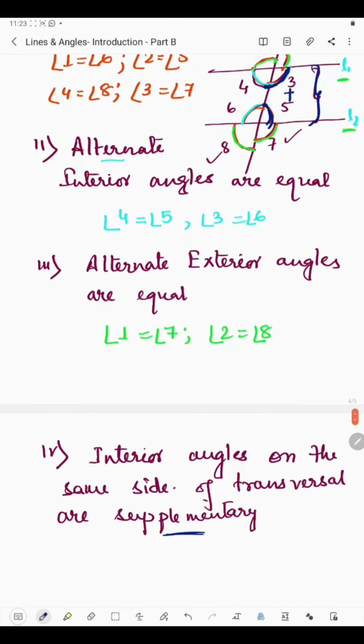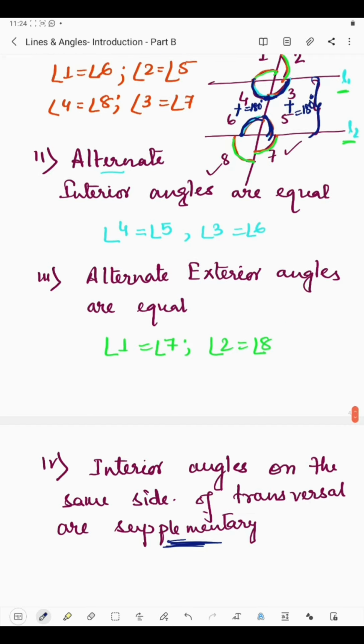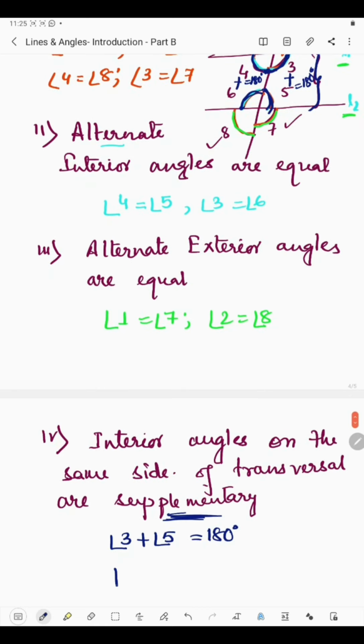Similarly, if you see the right hand side, angle 4 and angle 6 are there on the same side of the transversal and the sum of these angles will be 180 degrees, okay. So we will write angle 3 plus angle 5 is equal to 180 degrees and angle 4 plus angle 6 is also 180 degrees. So if the interior angles on the same side of the transversal are supplementary, then the lines are parallel, okay.